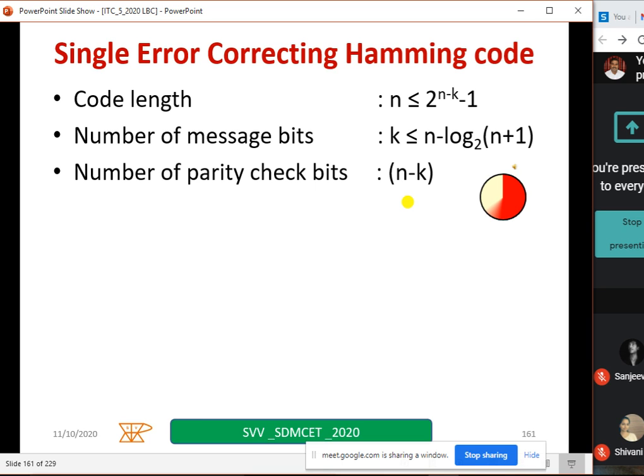I may take one more class for linear block code. Next class we are going to conclude the linear block code chapter. After that we have another interesting chapter, cyclic codes. That will continue. One more hour I may need for this linear block code.